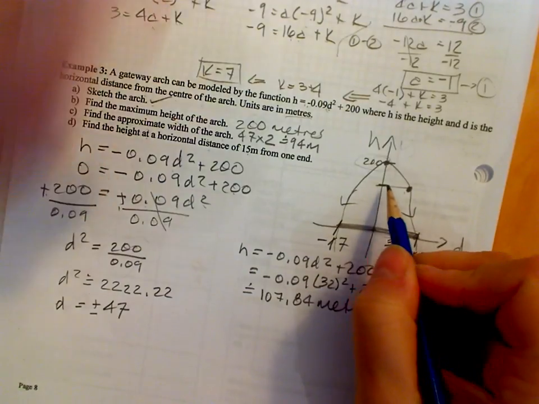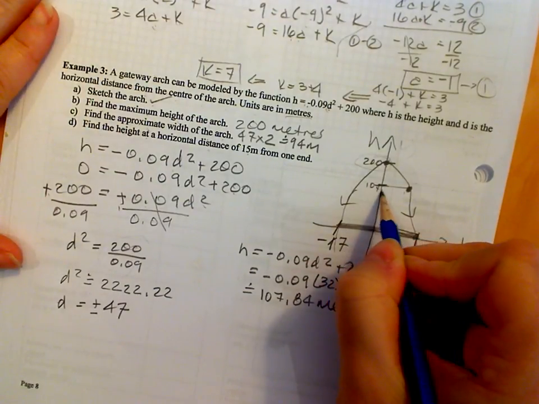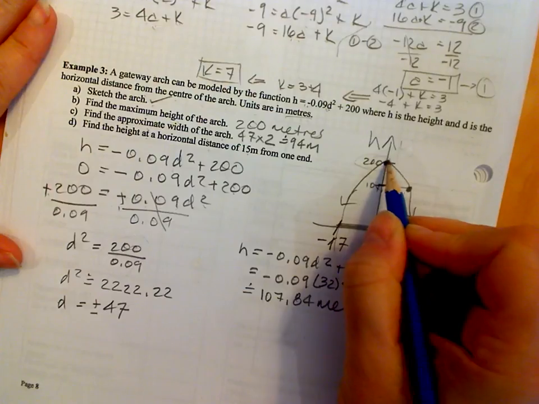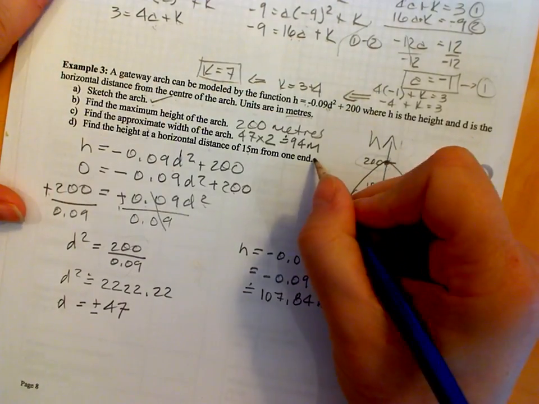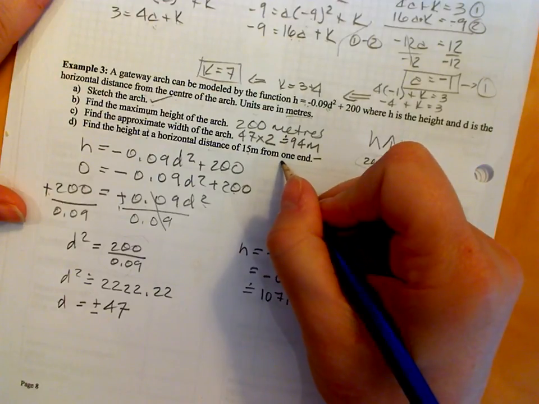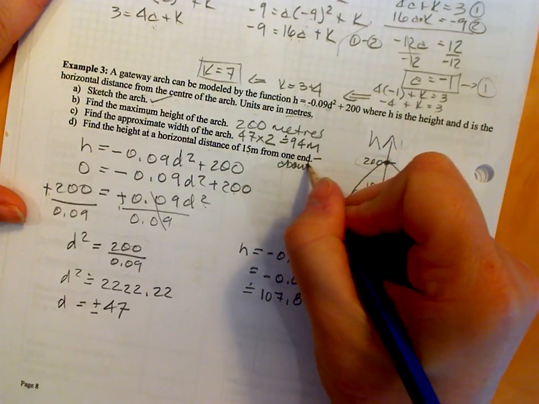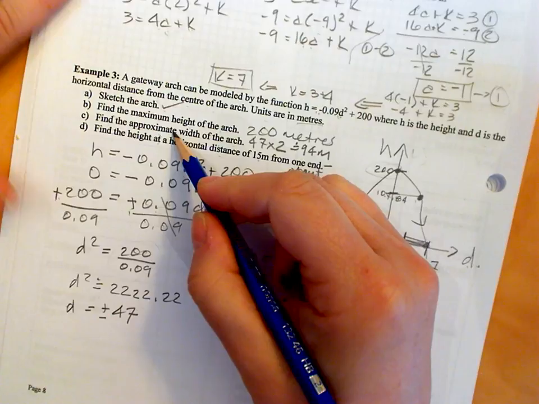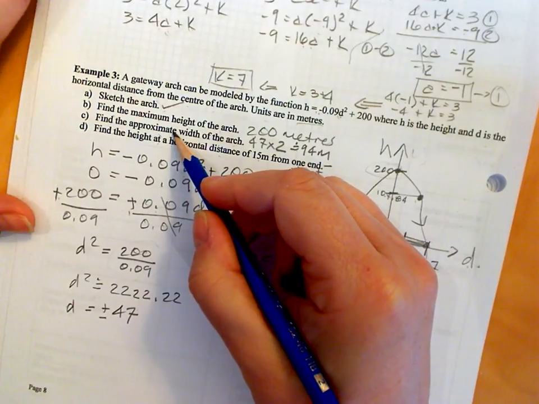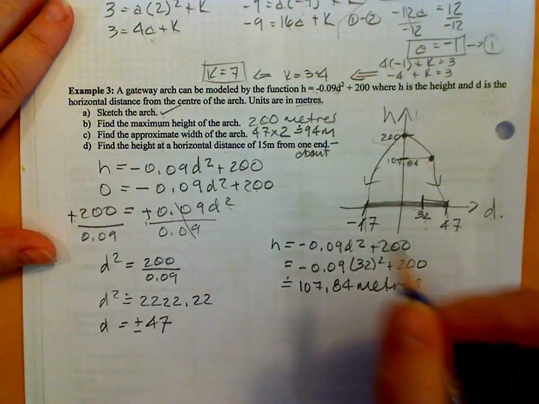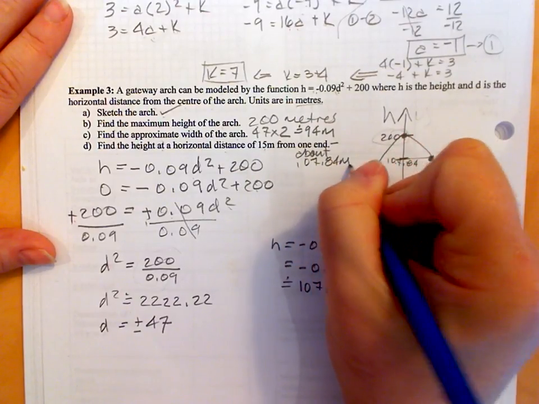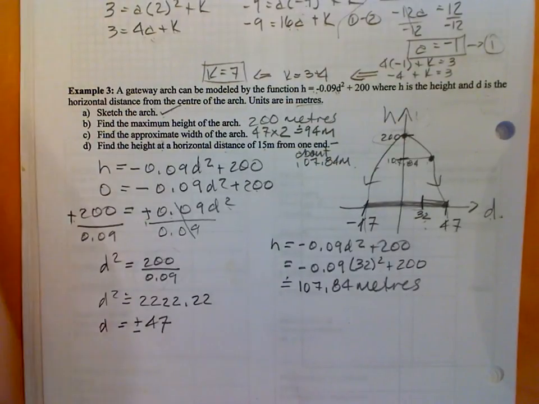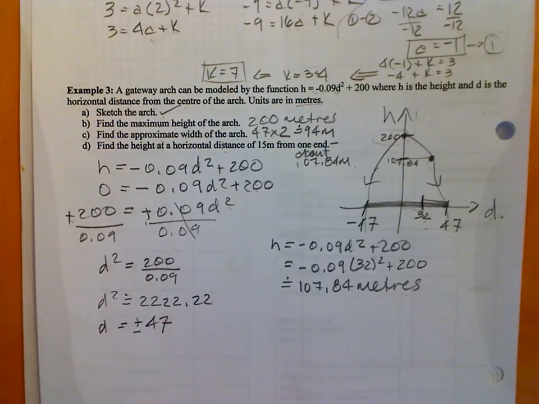So this would be 107, which makes sense. If that's 107-ish, that's 200, right? If this was 300, that wouldn't make sense because that's 200. So the answer to this is about, whenever you're rounding, you have to write about or approximate, about 107.84 meters. There you go. So those are some of the word problems that you'll have with questions like this.